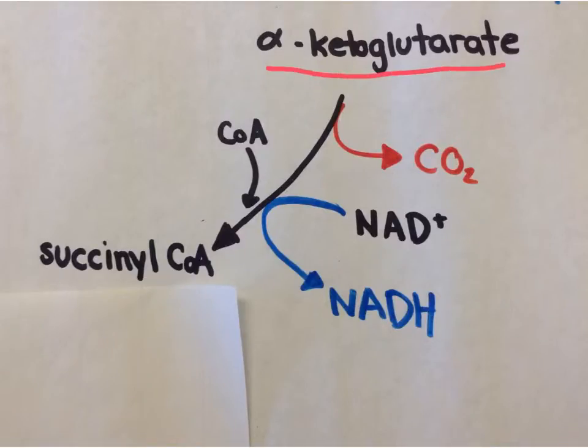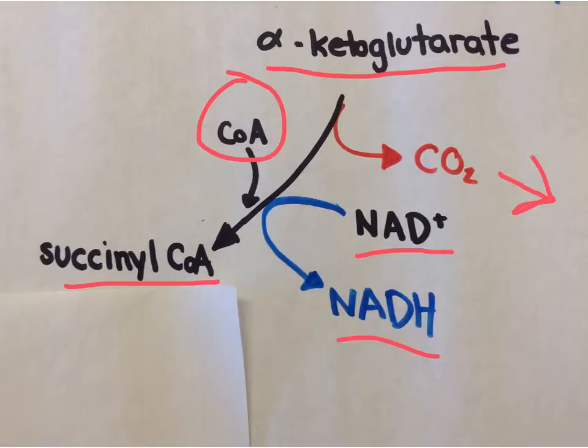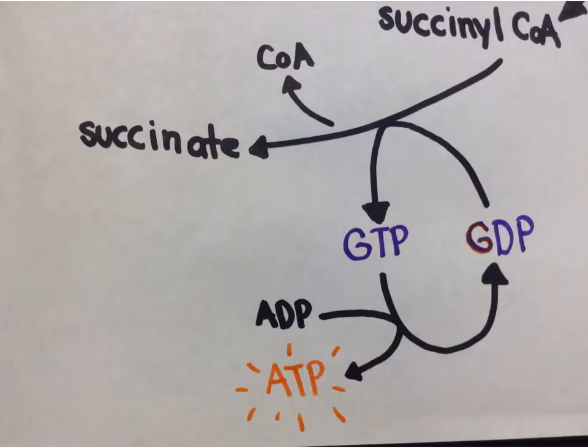Alpha-ketoglutarate binds with CoA and creates succinyl-CoA. NAD+ is reduced and becomes NADH. CO2 is also removed in this stage. Succinyl-CoA sheds its CoA through a series of phosphorylations. This series occurs as phosphate displaces CoA. Guanosine diphosphate, GDP, is phosphorylated to become GTP, and the phosphate group transfers from the GTP to ADP to form ATP. After these phosphorylations, succinyl-CoA becomes succinate.